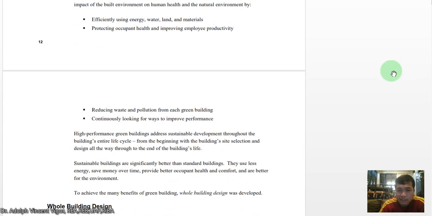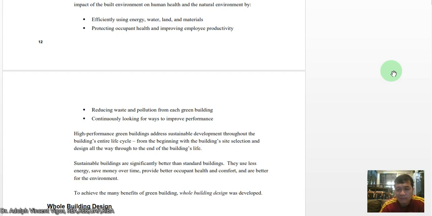High-performance green buildings address sustainable development through the building's entire life cycle, from the beginning with the building site selection and design all the way through the end of the building's life. So sustainable buildings are significantly better than standard buildings. They use less energy, save money over time, provide better occupant health and comfort, and are better to the environment.